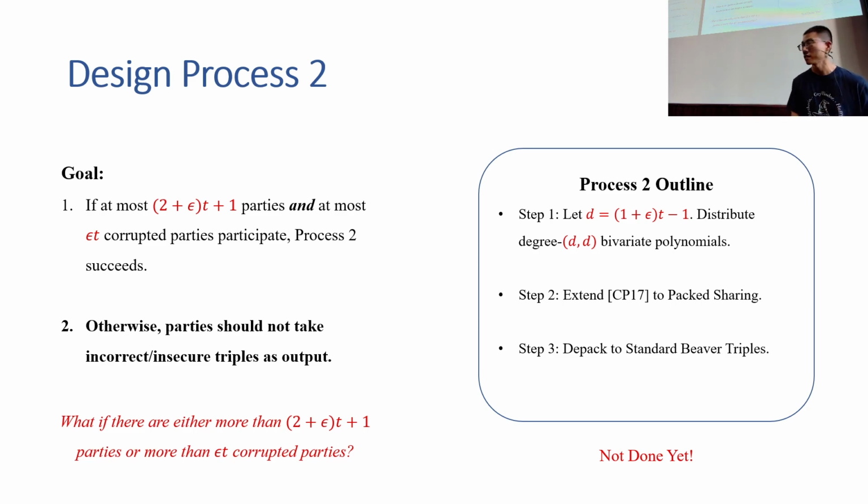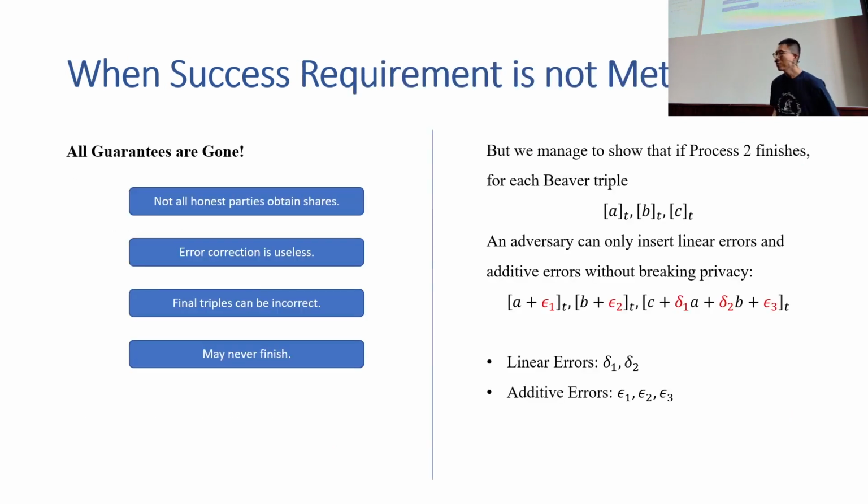So the bad news is that if the success requirement is not met, then all the guarantees we have discussed are gone. That means that honest parties may not obtain their shares, the error correction no longer works, and the final triple can be incorrect. But the good news is that we can prove that if they finally finish the second process, then their Beaver triple will contain some error, but the error will be restricted to the following form.